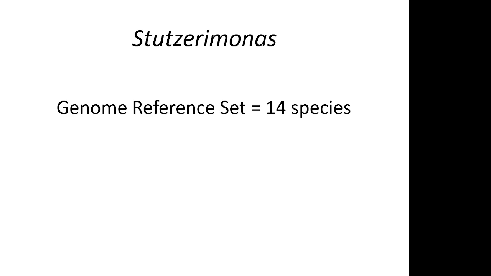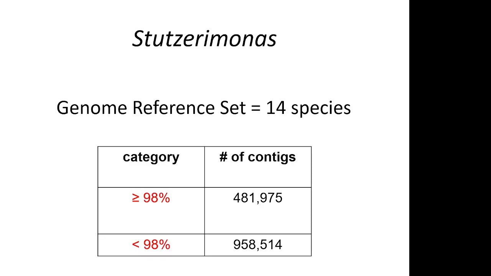And the third and final genus is Stutzerimonas. This genus previously was under the genus of Pseudomonas, but Pseudomonas, you may know, is a very diverse genus, and apparently the taxonomists decided that it should be broken up, and at least this Stutzerimonas was a result of this breakup. The genome reference set had 14 species.